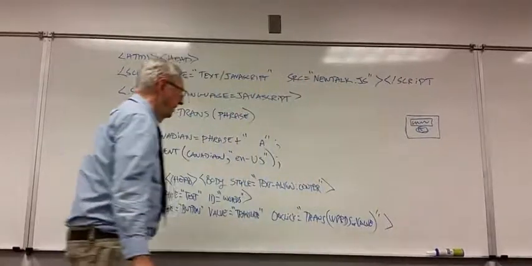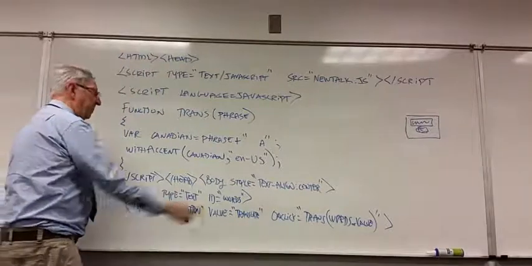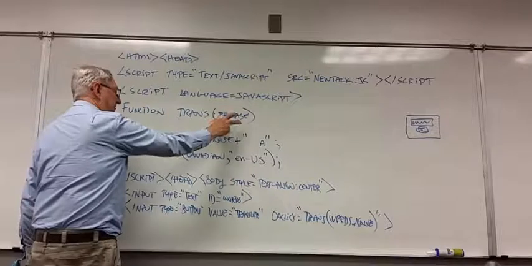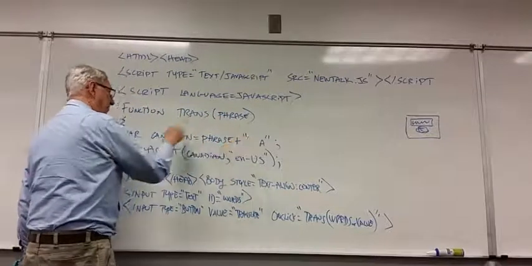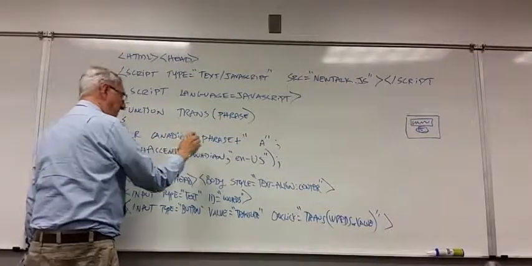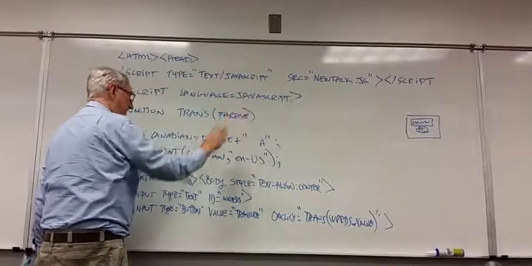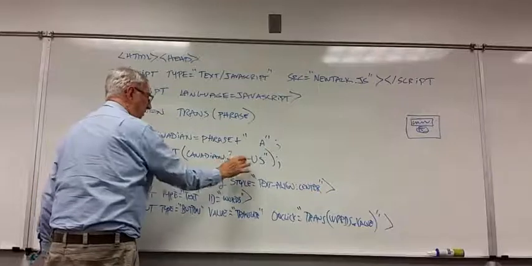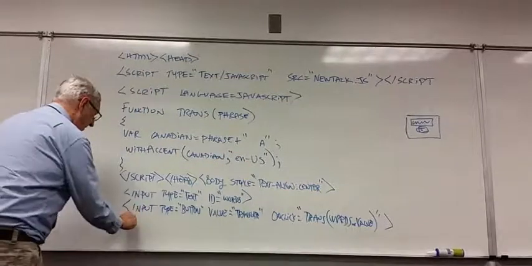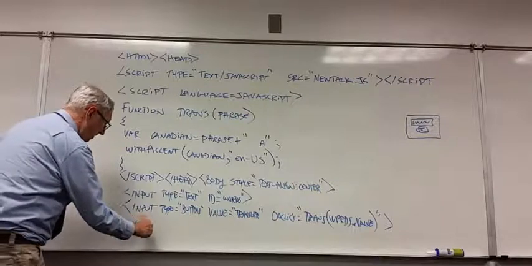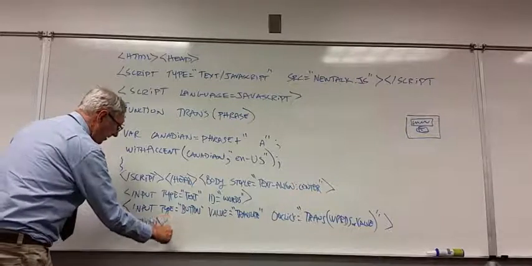That's it. So what that does is that when you press that button right there, these words get sent up to here, and arrive here as phrase. And I take that phrase, add A to it, put it in Canadian. And then I take Canadian and send it to the translator, to the speaker, Canadian plus what language I want it to be spoken in, and then I say slash body, slash HTML.